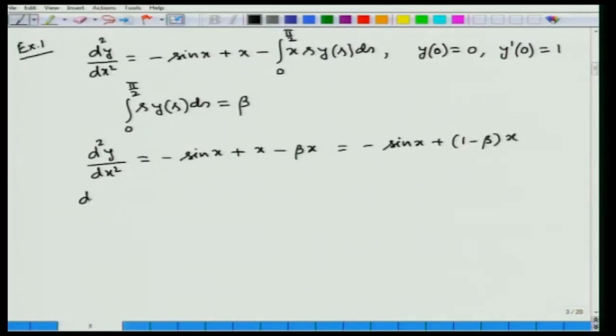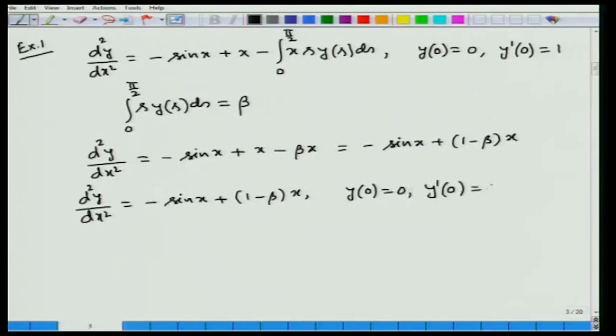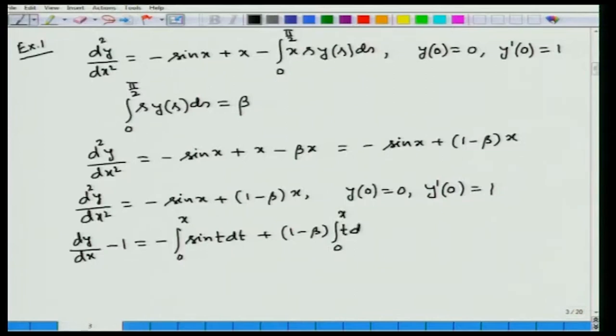And now, we can solve this initial value problem, that is d2y/dx2 equal to minus sin x plus (1 minus beta) x with the initial conditions y(0) equal to 0 and y dot(0) equal to 1. So, if we integrate both sides of this equation and then use the condition y dot(0) equal to 1, that means we are integrating between the range 0 to x, then we can find dy/dx minus 1 is equal to minus integral 0 to x sin t dt plus (1 minus beta) integral 0 to x t dt.